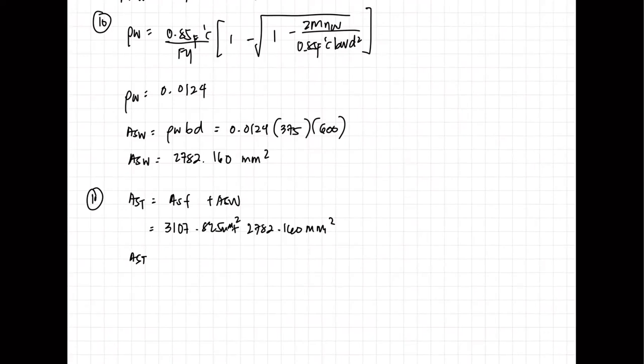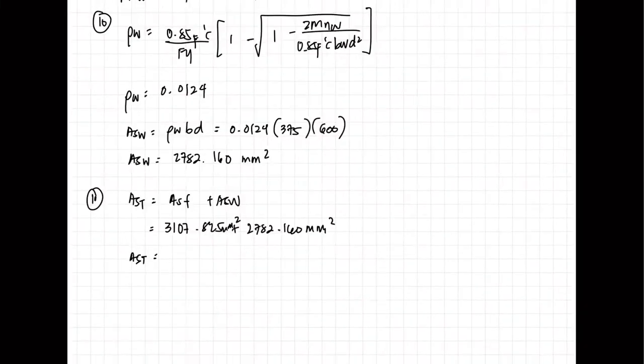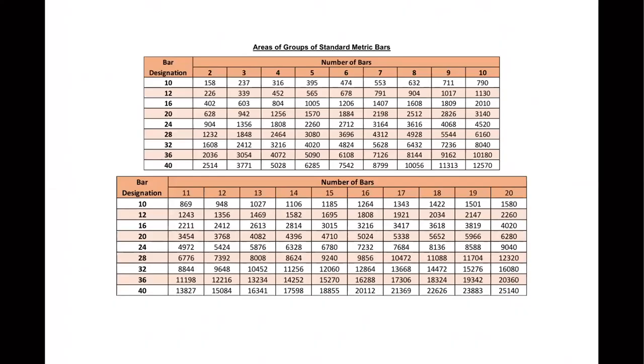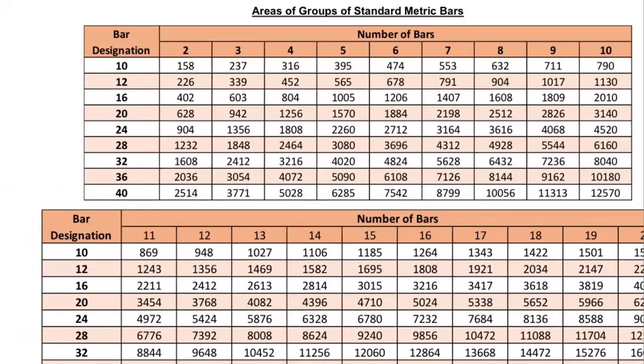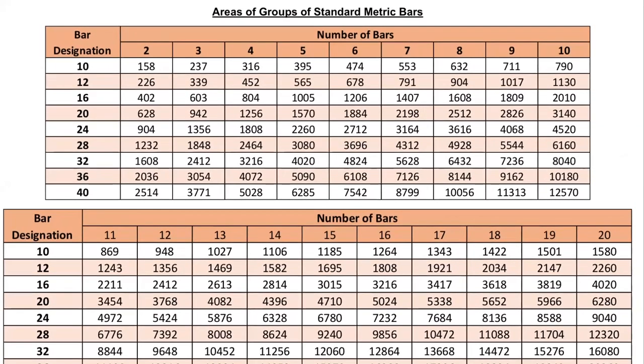Okay? AST is equal to 5889.973 mm squared. So this is what we need, the total area to be provided with reinforcement. So we look at our table again. We need at least 5.8 or 5.9, so our 5.9 is around here.